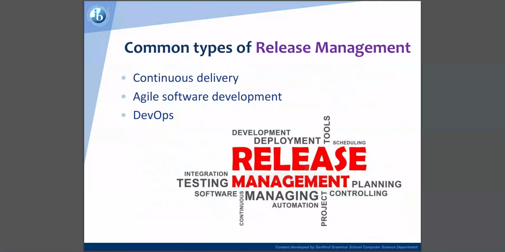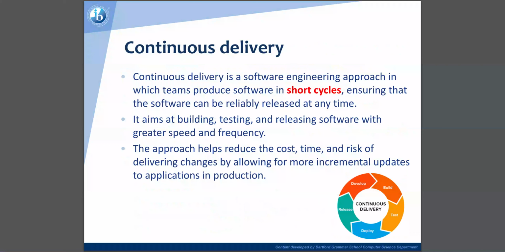Now, let's go into common managers of releases. There's continuous delivery, agile software development, and DevOps. Continuous delivery is the idea of just a simple loop, a software engineering approach where teams produce software in short cycles, ensuring that the software can be reliably released at any time. It aims at building, testing, and releasing software with greater speed and frequency each time. This approach helps reduce the cost, time, and risk of delivering changes by allowing for more incremental updates to applications in production. It's basically a constant positive feedback loop of updates.